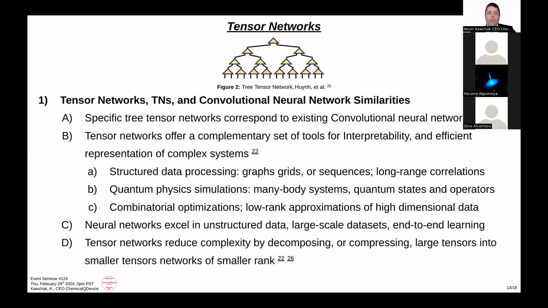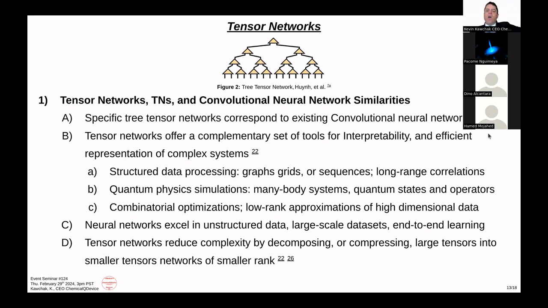Like I said, these are not new, and I've got a good quote at the end of this presentation that ties all of this together. So there's actually a specific tree tensor network that corresponds to existing convolutional neural networks. They're typically associated as having a complementary set of tools for interpretability, which is always a goal for convolutional neural networks or transformers, and efficient representation of complex systems, or these could be quantum systems, something that you're trying to do as close as possible to what's already in nature. And we're talking structured data processing it's better at than unstructured.